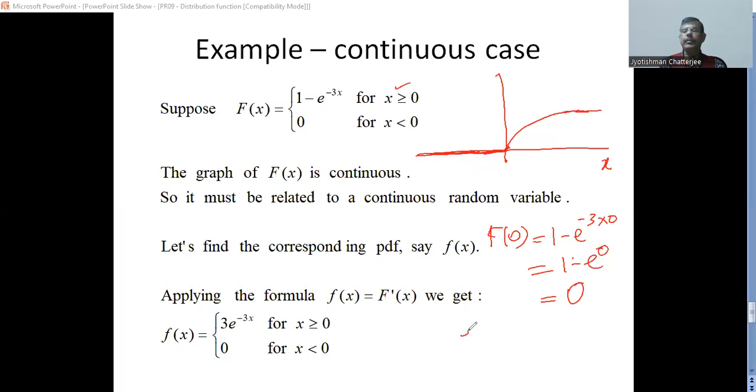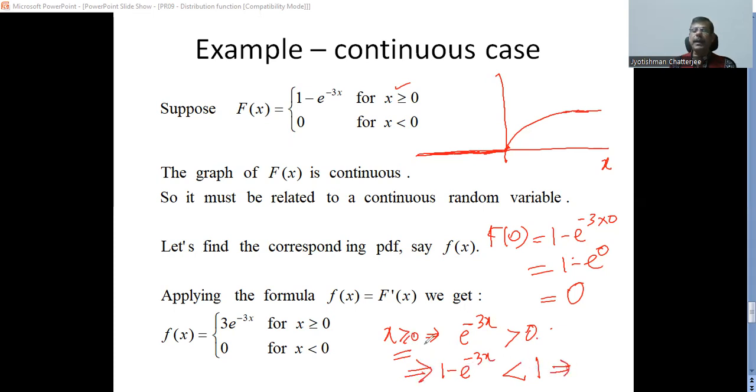Look, e to the power minus 3x is positive, right? Because an exponential, e raised to anything, is always positive. We know that. So when we do 1 minus e to the power minus 3x, that must be less than 1. Isn't it? So for x greater than or equal to 0, what's happening? We are getting e to the power minus 3x is greater than 0. It always happens, not only for x greater than or equal to 0. And that implies that 1 minus e to the power minus 3x is less than 1.